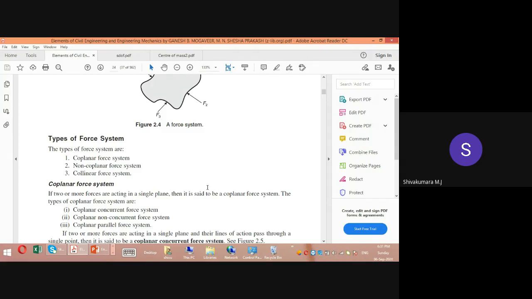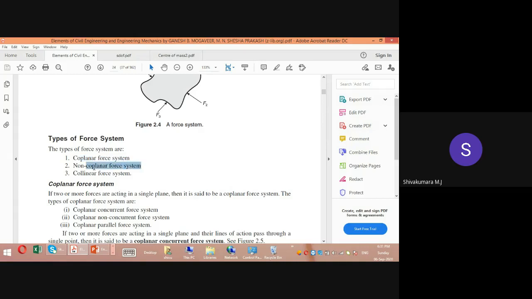Based on how many planes the forces are acting in, we can divide into single plane and multiple plane. Single plane means coplanar. If the forces are lying in one single plane, it is coplanar. If not, it is non-coplanar. So coplanar force system is one type of force system. If all the forces are acting in a single plane, we call such a force system a coplanar force system.